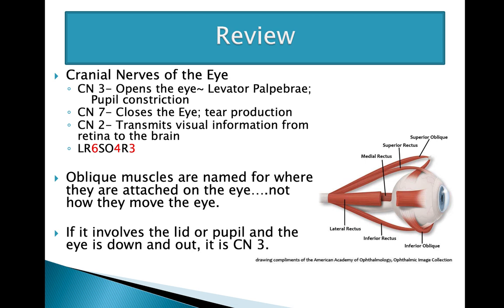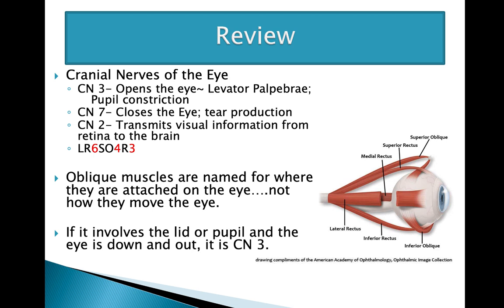Cranial nerves of the eye. Cranial nerve 3 opens the eye via the levator palpebrae, and it also constricts the pupil. Cranial nerve 7 closes the eye and is responsible for tear production. Cranial nerve 2 transmits visual information from the retina to the brain. And then lateral rectus is innervated by cranial nerve 6. Superior oblique is innervated by cranial nerve 4. And the rest are innervated by cranial nerve 3. And oblique muscles are named for where they attach on the eye, not how they move the eye.